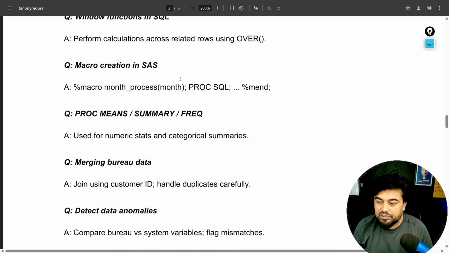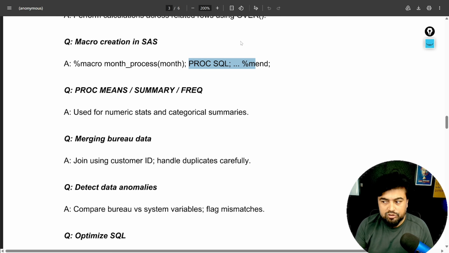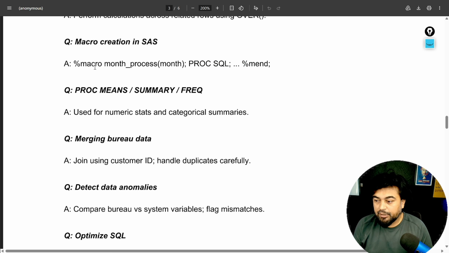Then macro creation in SAS. There are various methods, and the two most popular ones are these: you use %macro, which is the starting keyword, and then you start the macro. Then you have PROC SQL, inside which you use %mend. There are 2-3 more methods which are popular, but these are the ones most people name. Then there are global and local macros; you should read about all those things before going for your interview. But this session will give you the clarity that now you know it all. At least you should be able to memorize using these one-liners.